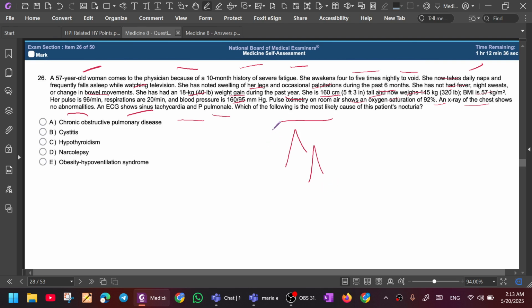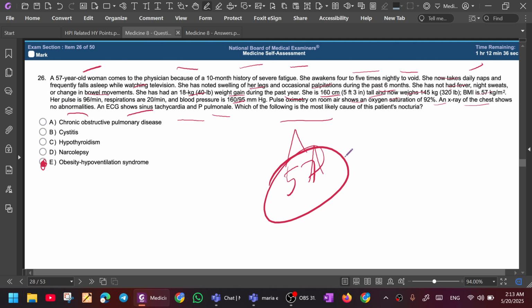Nocturia. Okay, I got it. BMI is 57, so it is OSA. Looks like OSA.